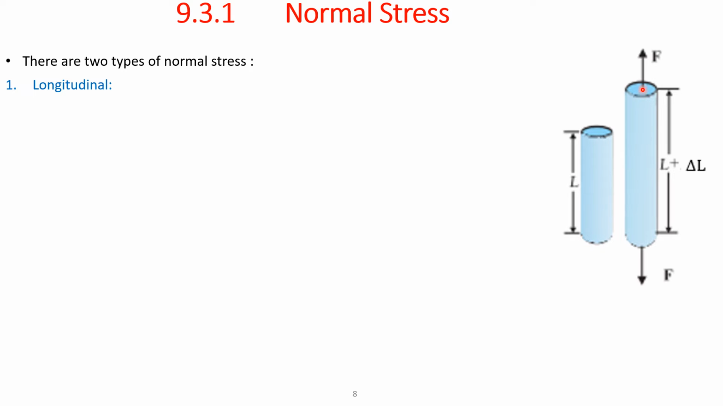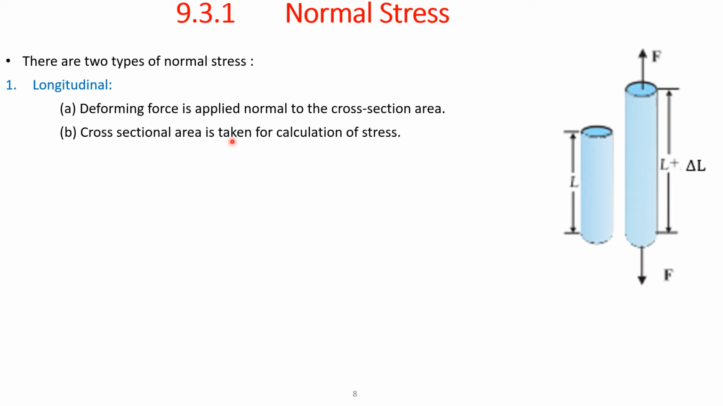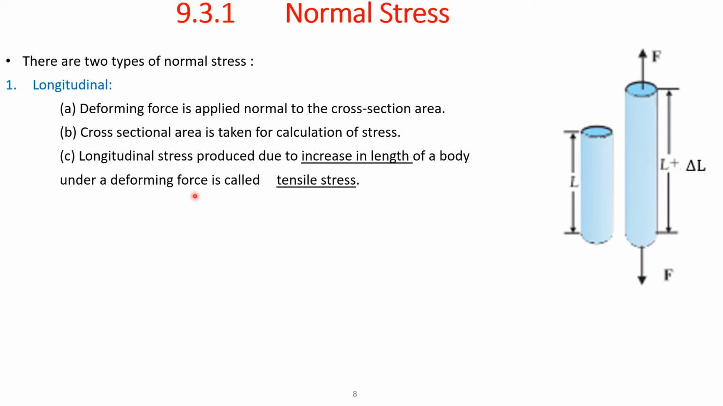Due to these forces, the length increases. The length becomes L plus delta L. This F is also called the deforming force. The deforming force is applied normal to the cross section area. Cross sectional area is taken for the calculation of stress. The longitudinal stress produced due to increase in the length of a body under a deforming force is called tensile stress. So these two forces result in an increase in length and hence it is called tensile stress.